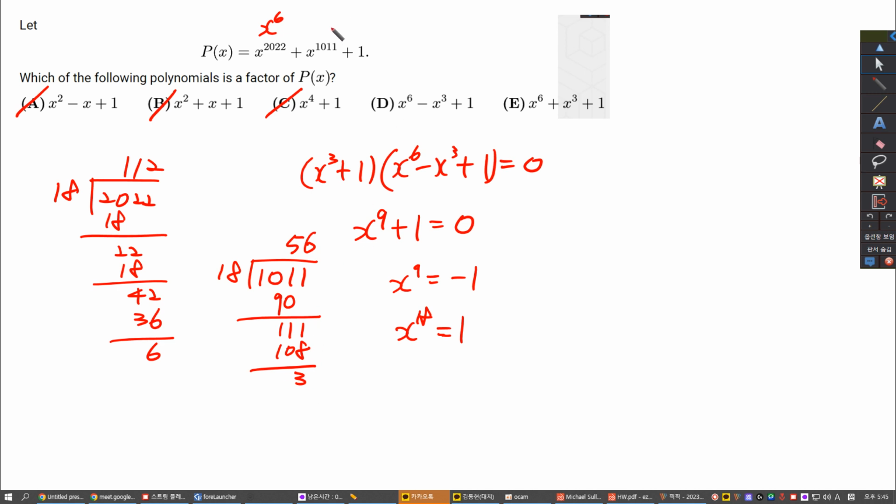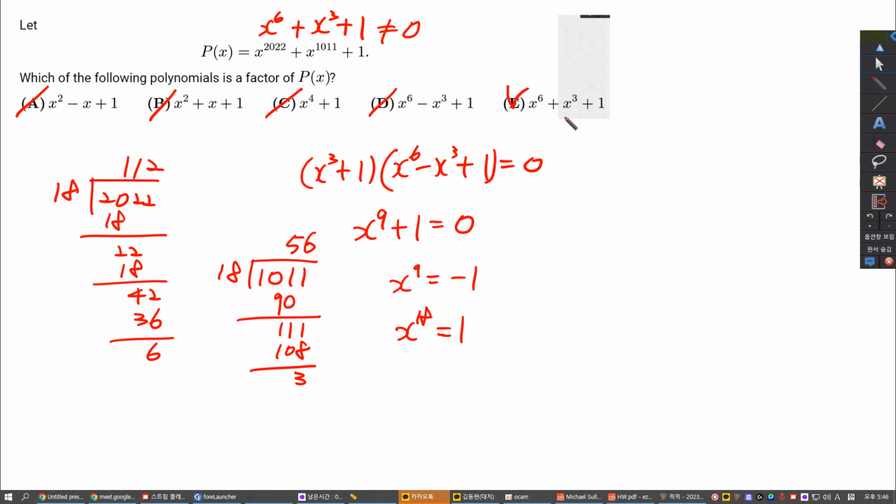Okay, that's 3. But the problem is it has this negative sign, but it has a positive sign. So it does not make this expression 0, because they are not exactly the same expression. And so the final answer is E.